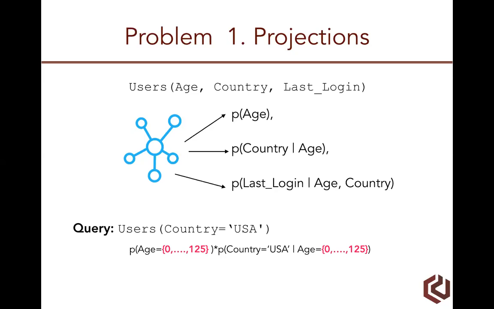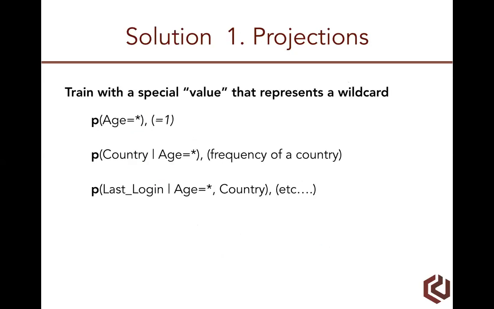We fixed this with a really neat trick that I'm actually kind of proud of because it turned out to be really, really simple, just exploiting the fact that a neural network doesn't really care what it's approximating, right? So we came up with a special value that represented a wild card, representing the entire marginalized distribution. So age is equal to star, the probability is equal to 1. P of country given age is equal to star is just the frequency of a country. We represented this as a special symbol, the same way we have age is equal to 10, we had age is equal to star with special semantics.